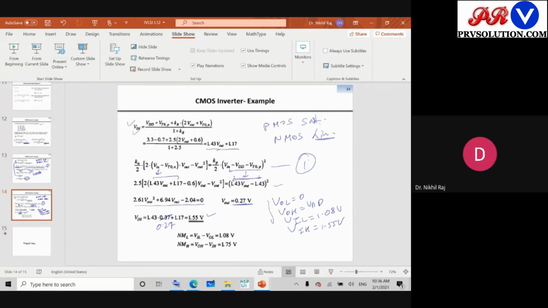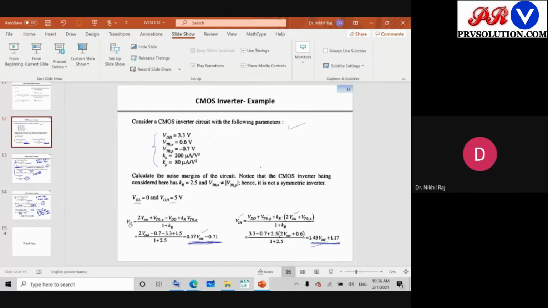Now using all these four values, we can calculate the low noise margin and high noise margin. In the formula, just substitute the values, and you will get the noise margin values. So this way we solve the calculation of noise margins.